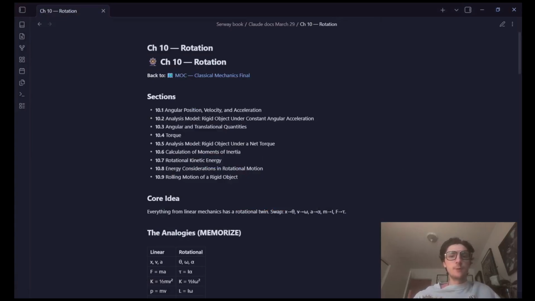Okay, today we're doing chapter 10, rotation of rigid bodies. This is going to be a high-level overview. I'm going to go over what I do to study for exams like this. I'm going to give you guys tips and tricks on how I study. And we're going to go over every important equation in this, but I'm not going to do any problems.